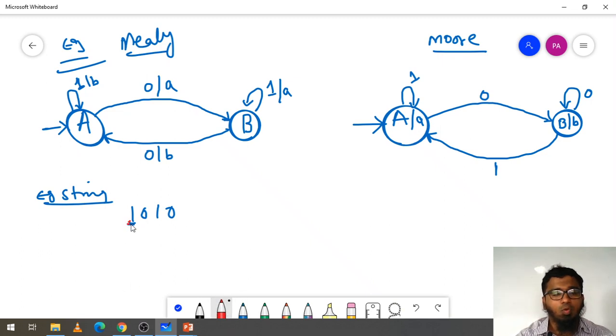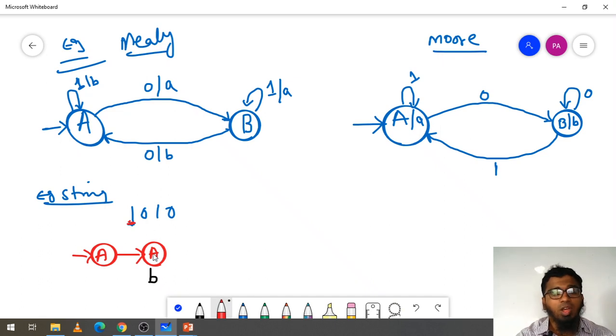Here I am going on 1. First, initial state: what is my initial state? Initial state is A, okay, fine. From A on 1, where is it going? It is going to A only, but what is the output? Output is B.